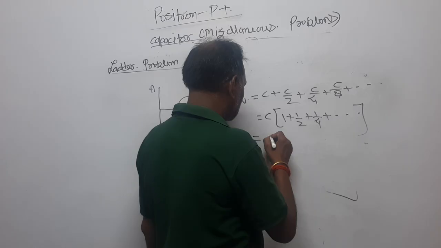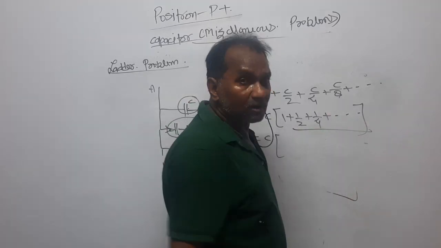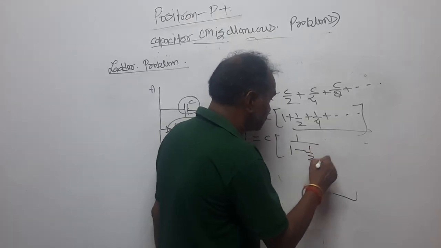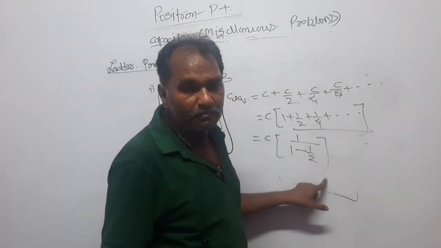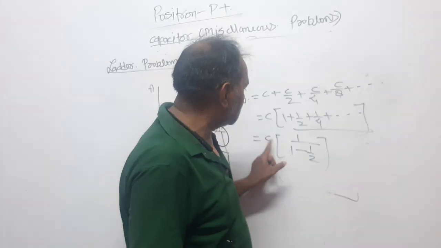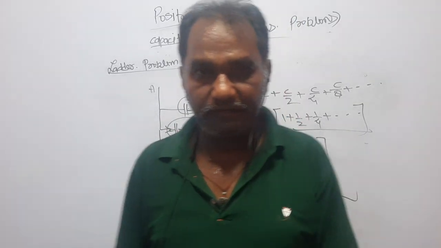So the summation is a upon 1 minus r. A is 1, divided by 1 minus r, which is 1 by 2. So 1 minus 1 by 2 is 1 by 2, and the 2 will be part of the numerator. So C into 2, that is 2C. Right? In this way you can solve it very easily.